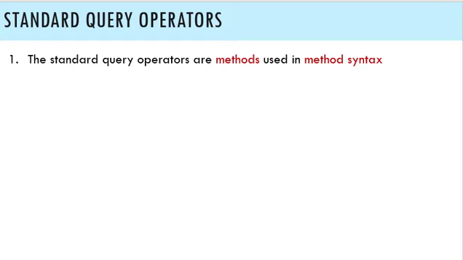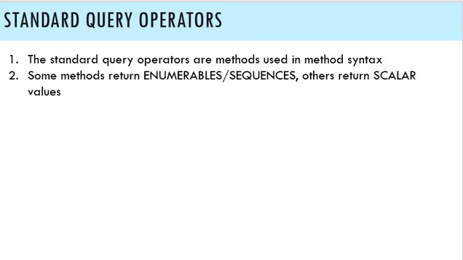Now let us learn about standard query operators. The standard query operators are methods used in method syntax. These are defined as extension methods. In fact, the LINQ query syntax is translated to these method calls in the background. Some methods return enumerables or other sequences, whereas other methods return scalar values.